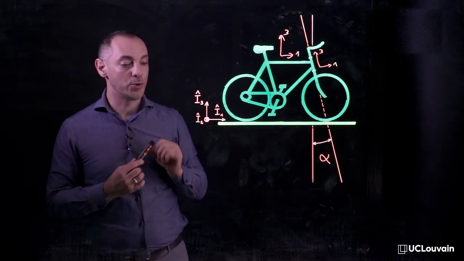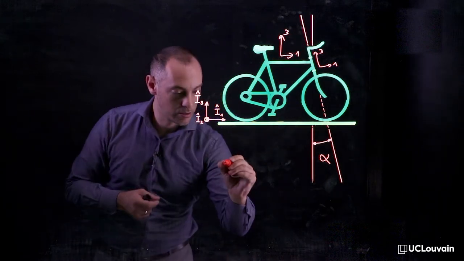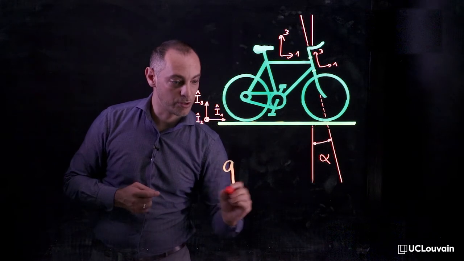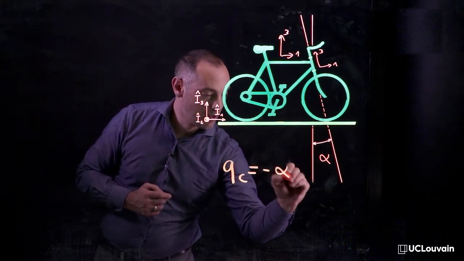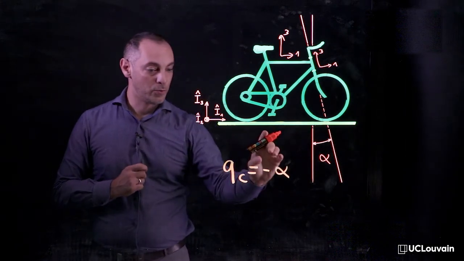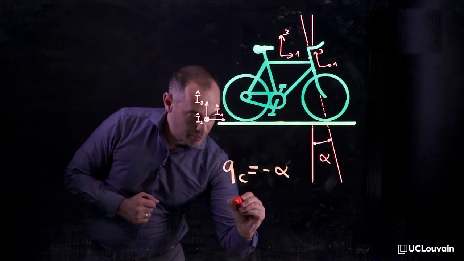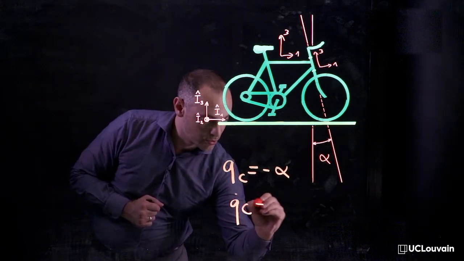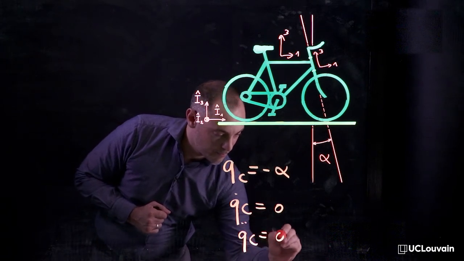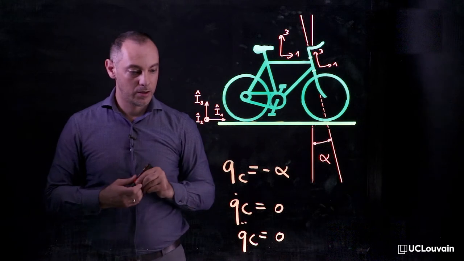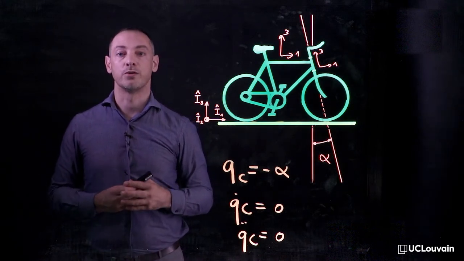Thus, the trick is to insert between these two bodies a driven joint QC to take into account this angle alpha, which will be minus alpha according to the frame definitions, and the derivatives will be equal to zero. Commonly, this specific case is denoted as a locked driven joint.